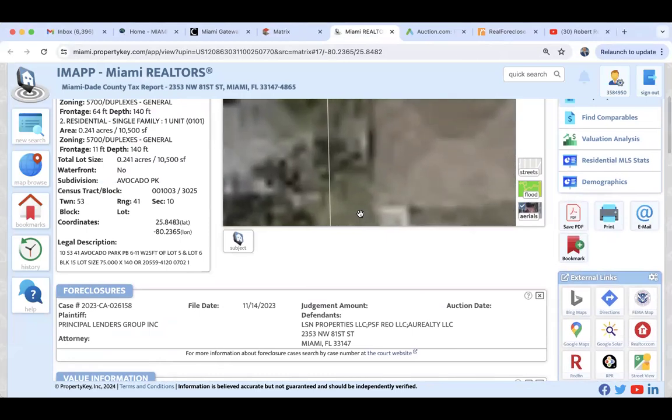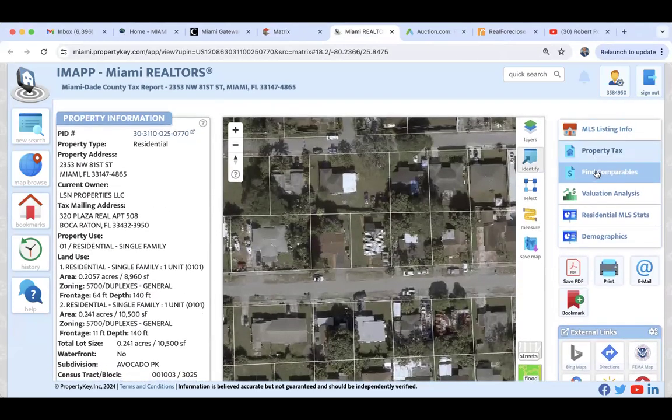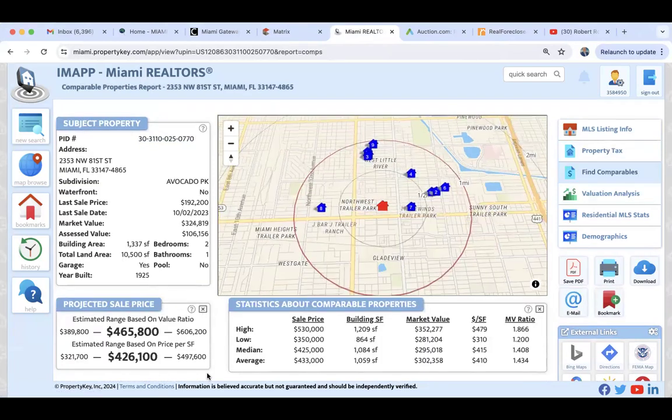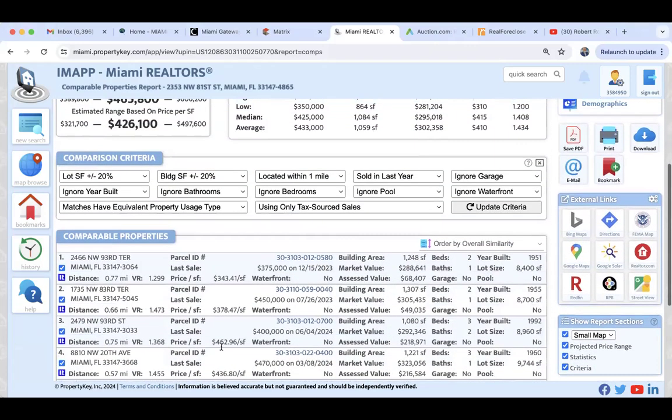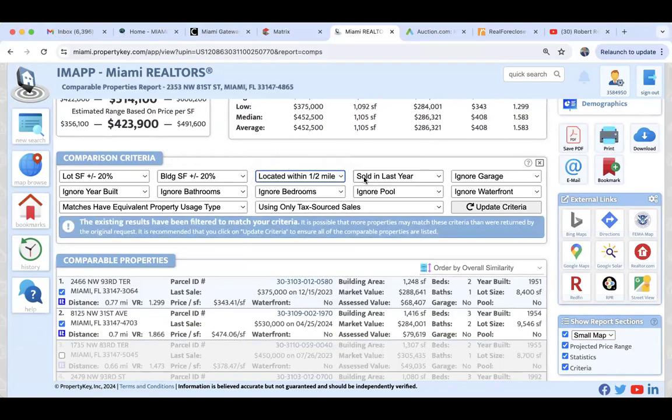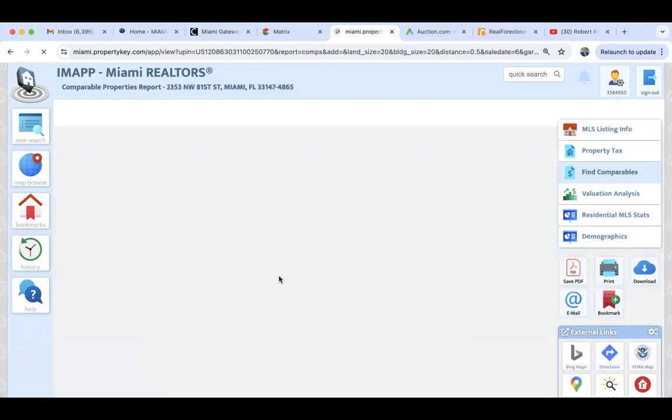How do we run a CMA on IMAP? We're going to go ahead and click on Find Comparables here on the right-hand side. All right, by selecting Find Comparables, based on the preset criteria that you may have set up in IMAP, you are going to find comps within that general area. Now, my preset criteria stands like this. Lot square foot, 20% difference. Building square foot, 20% difference. Now, we're going to go ahead and switch the location within a half a mile. And we're going to switch the time for the properties that sold to 6 months. And then we're going to go ahead and hit update criteria.